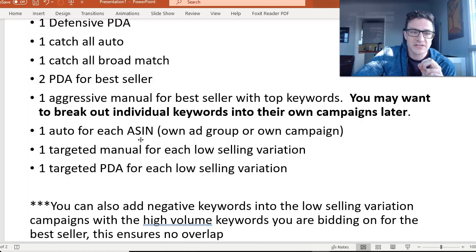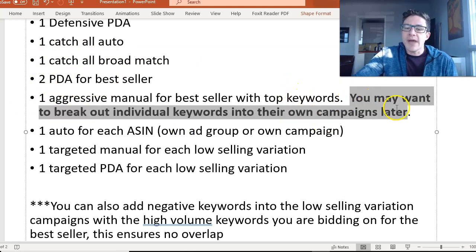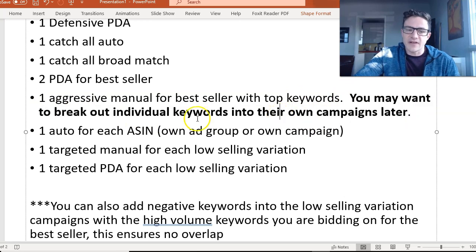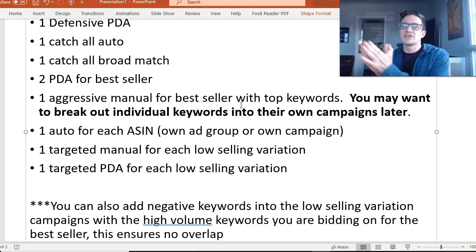So I just want to wrap this up here. 1 defensive PDA, 1 catch-all auto, 1 catch-all broad match, 2 PDAs for bestseller, 1 aggressive manual for your bestseller. You may want to break these out into individual keywords into their own campaigns later. I've talked about this plenty of times. If you have a keyword in this campaign that's eating up most of your budget, pulling in most of your sales, give it its own budget into its own campaign.